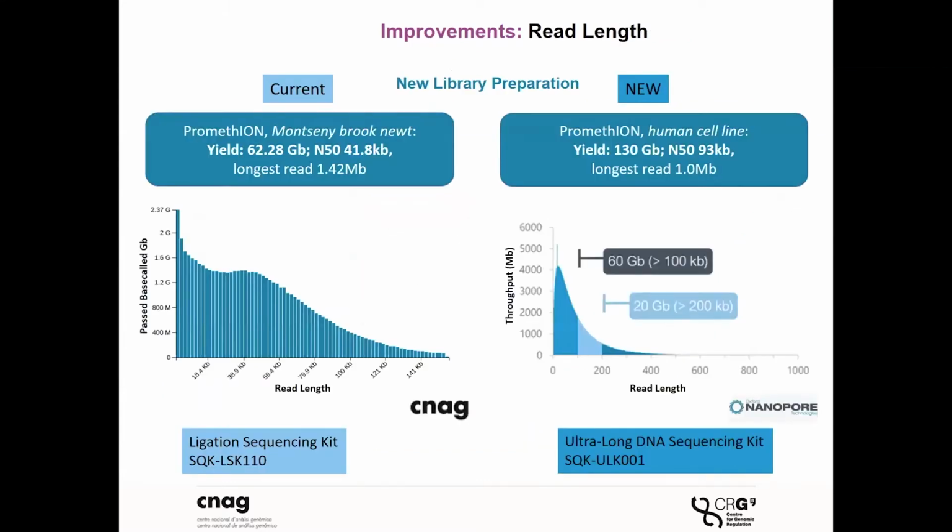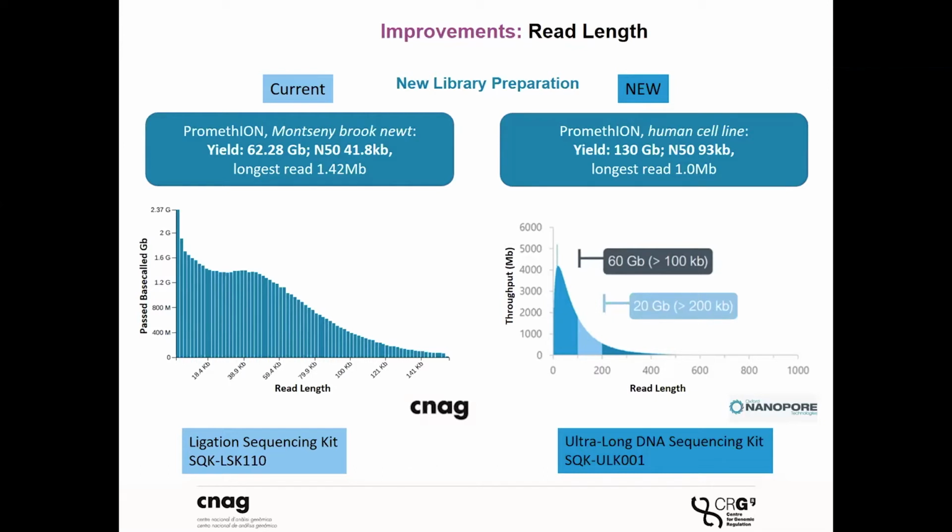Speaking about the read length, I would like to just show what are the next development also in that side. We are using a standard ligation kit in the field samples that we currently processed, with really respectable results of yield of over 60 gigabases and N50 over 40 kilobases, with the longest base called read of 1.42 megabase. But if you compare it to the latest kit, which is called the ultra-long DNA kit, the yield doubles, and the N50 as well.